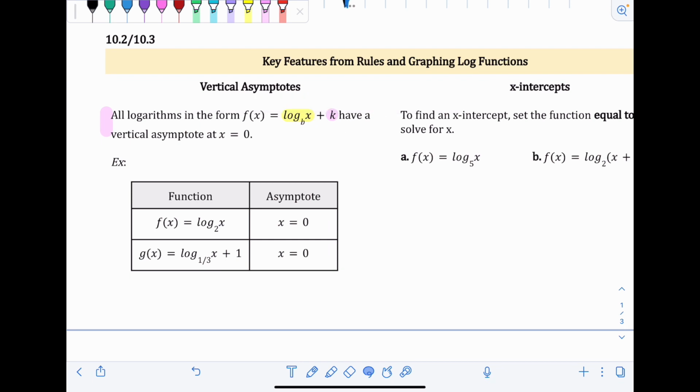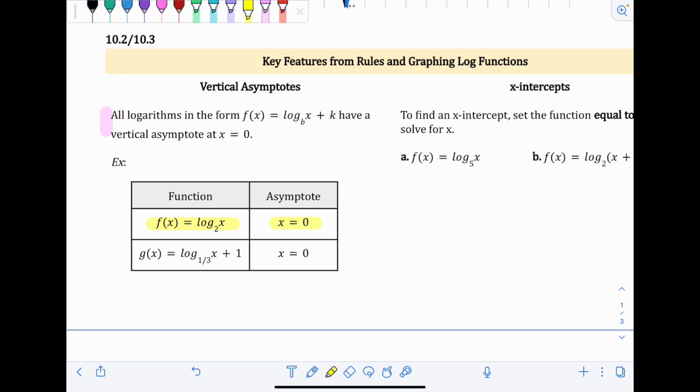So these are a couple of examples of functions that have vertical asymptotes at x equals 0. Let's say you have f of x equals log base 2 of x. That asymptote is at x equals 0 because it's in that form of log base b of x plus k. The thing that would change it, so that it would no longer technically be in that form, is if you had log base b of x minus h or something in parentheses. It would have to be something added or subtracted inside the parentheses because that's what would shift the graph left or right and then shift the asymptote.